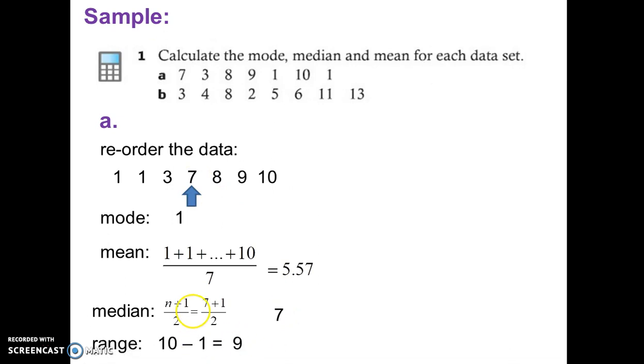Now let's find the range. The range is maximum value minus minimum value. So 10 minus 1 is 9. It tells us this data has a spread of 9. All right, let's look at B.